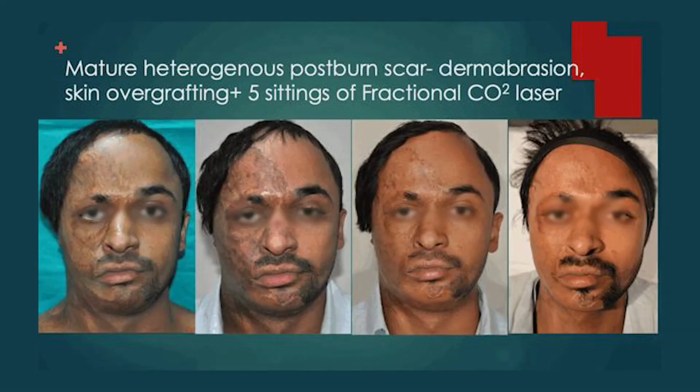So I'll just show you one of the representative cases where the patient had burns to one side of the face. We had released all his contractures earlier and grafted him. He had very heterogeneous scars. We dermabraided them and did skin over grafting. And after that, we started him on CO2 fractional laser because everything was still uneven, dyspigmented, stiff, and erythematous in certain areas, hyperpigmented in certain areas. And you can see at the end of treatment, like 5 sittings of lasers, we have a very good color match. We have the leveling of the scar, and the dyschromia has almost disappeared.